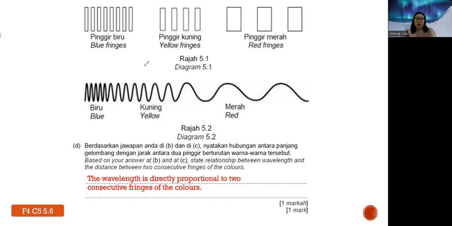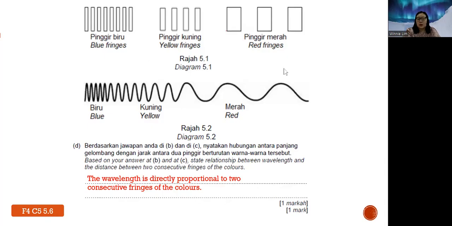And actually, if you have the concept regarding this topic, we always relate lambda and x with an equation, correct? We have lambda equals ax over D. So indeed, the relationship between wavelength and x is directly proportional. Okay, but based on the diagram, you can also form this conclusion as well.